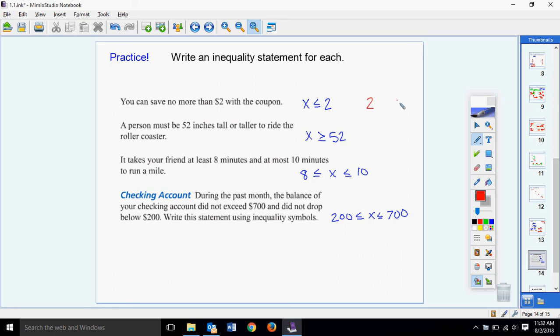Remember that you could have also written this with 2 first and X second, just as long as the alligator mouth is opening up towards the 2 in both of them. And same thing down here, the alligator mouth needs to be opening up towards the X, otherwise it would be wrong. And the same goes for your compound inequalities.